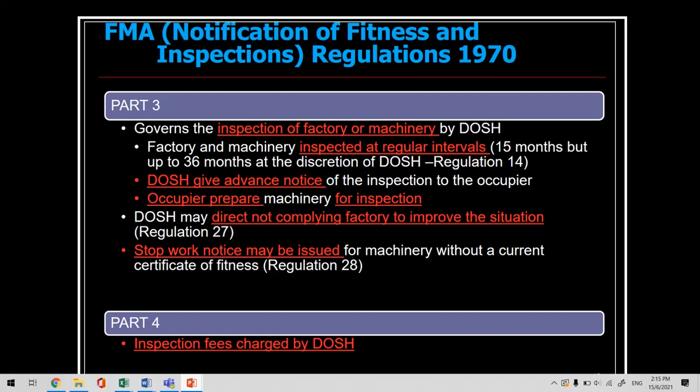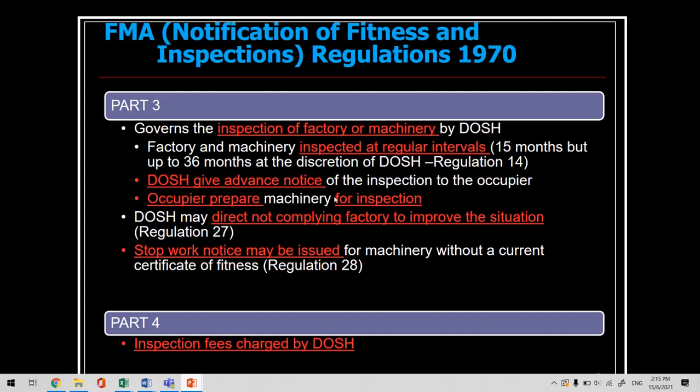So basically I already explained about Part 1 and Part 2 in FMA. So today we'll continue with Part 3 and Part 4, which are related to the inspection of factory or machinery by DOSH. And here factory and machinery are inspected at regular intervals, for example, 15 months but up to 36 months at the discretion of DOSH.